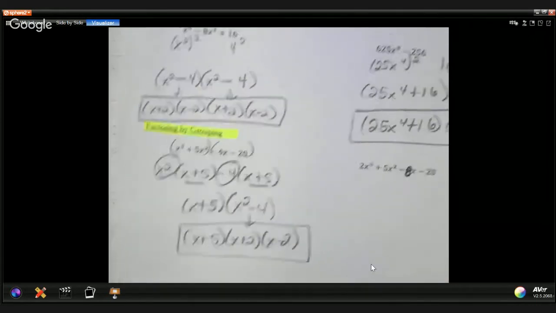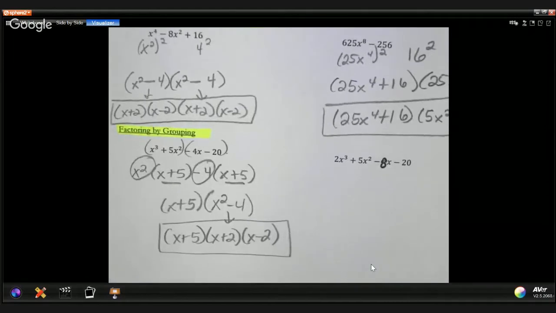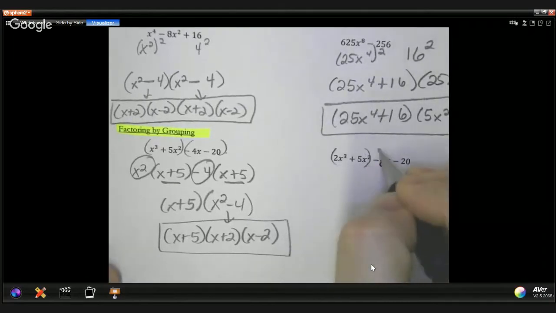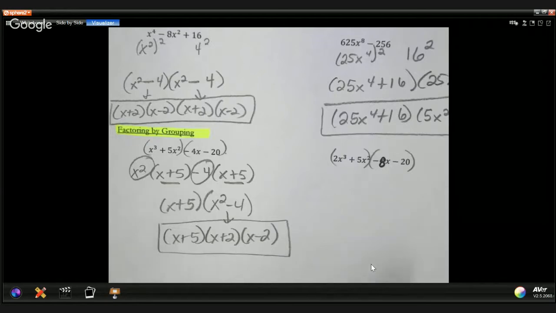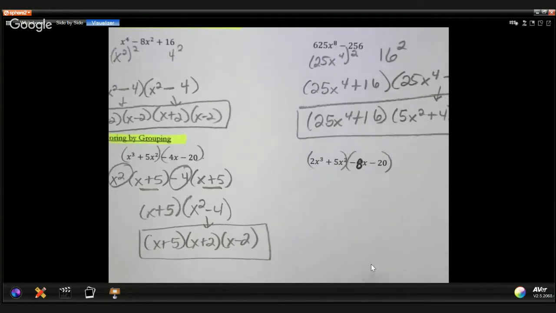All right, looking at the third one, go ahead and draw your parentheses around the first two and the last two, and see if you can find your common factor from each set of parentheses. Once you think you have that, factor it out and press play to check where you went.